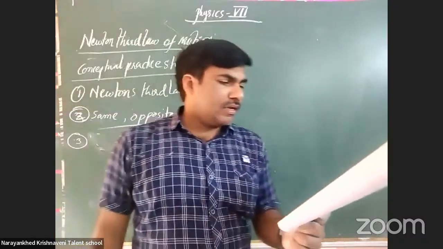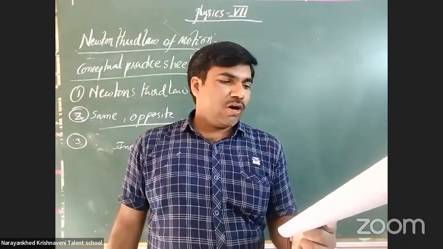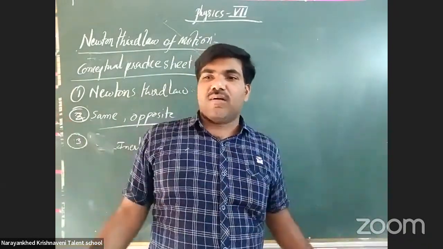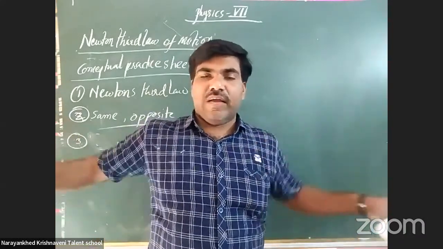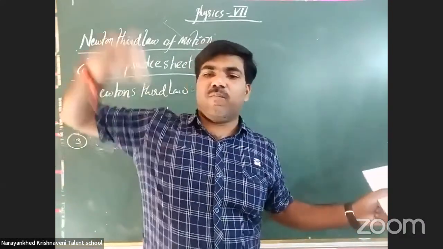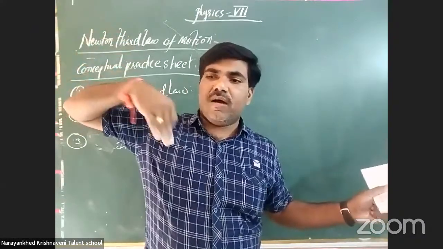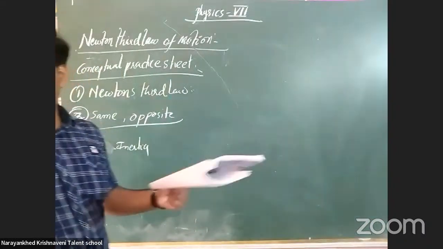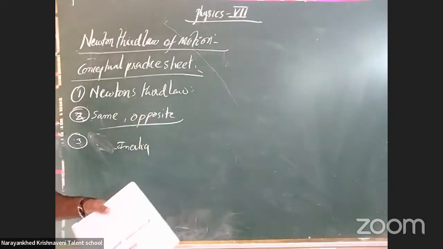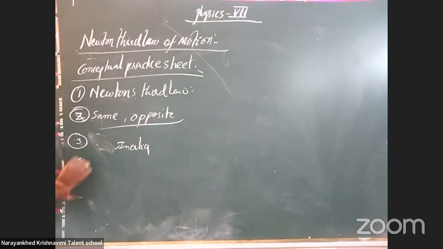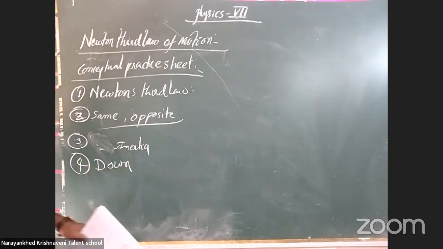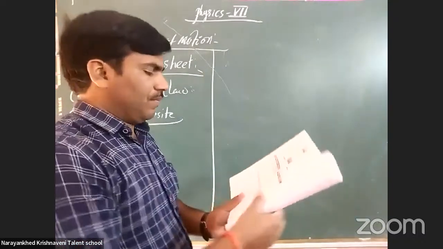And next, while flying, the bird pushes the air downward. When the bird flies, it pushes the air downward and the bird moves up. That is for a flying purpose, not for a traveling purpose. For flying only, that is why the direction is downward. Which side? Down direction.